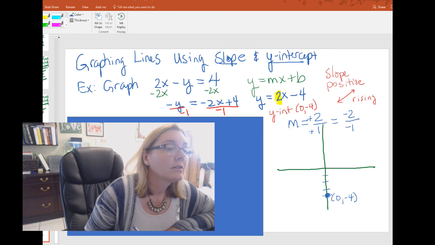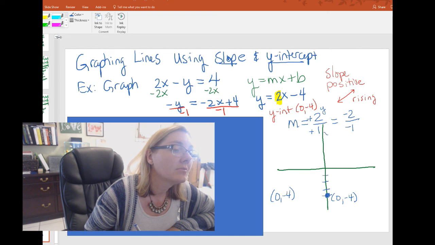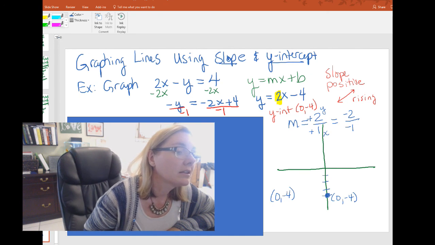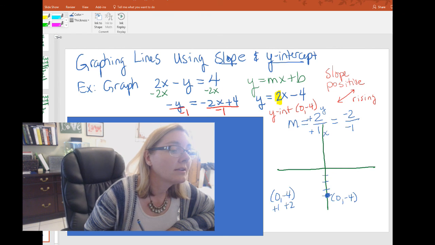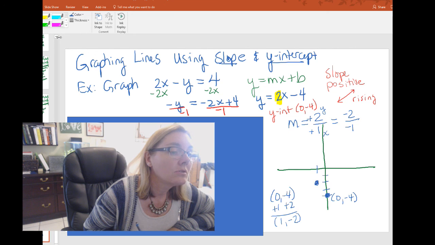And I'm going to do that little trick where I write the starting point, 0, negative 4. And I know that my y is going to be changed by the rise, and my x is going to be changed by the run. So I'm going to add to the y value 2, and I'm going to add to the x value 1. So my next pair of coordinates should be at 1, negative 2. 1, negative 2 is here.